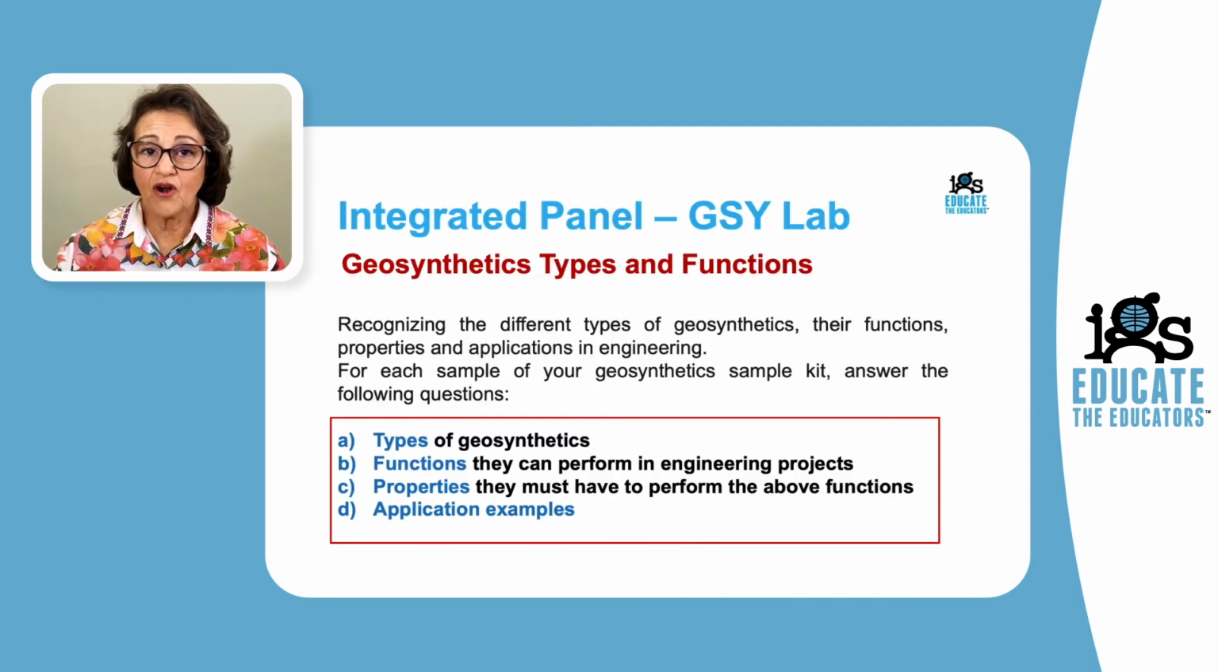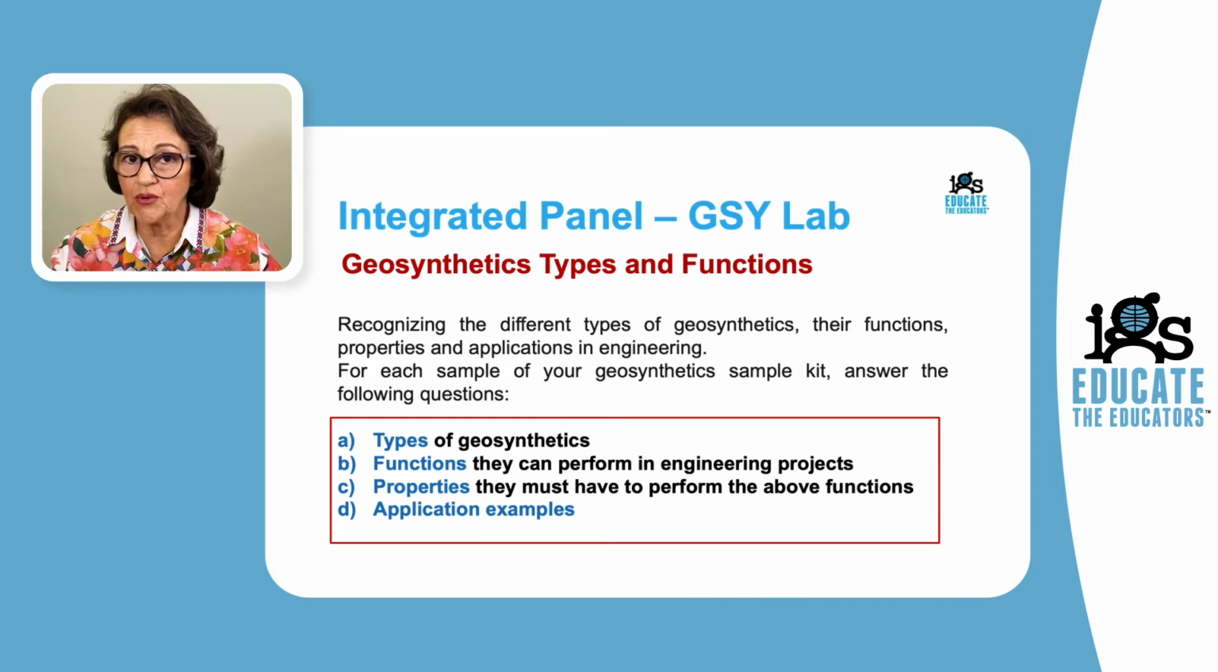These are the 4 questions to be answered. Write down the name of each geosynthetic, the function that each one can perform in engineering work, if it has more than one function, the property that it must have to perform the function indicated, and an example of the application of the geosynthetic in an engineering work.